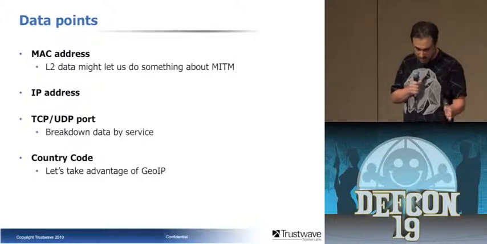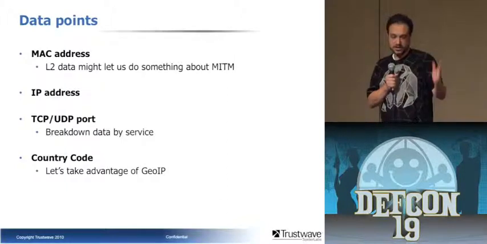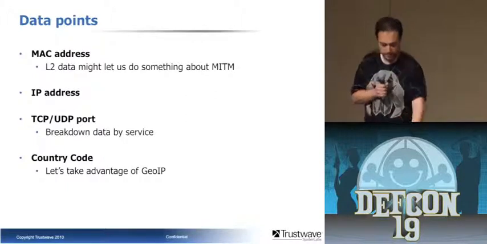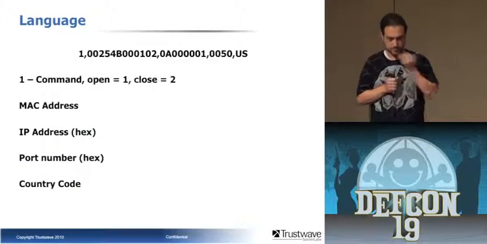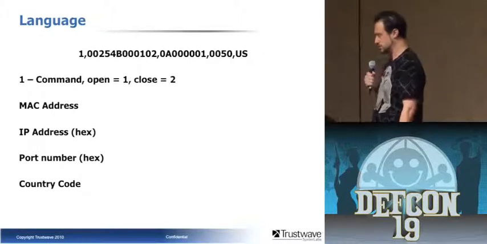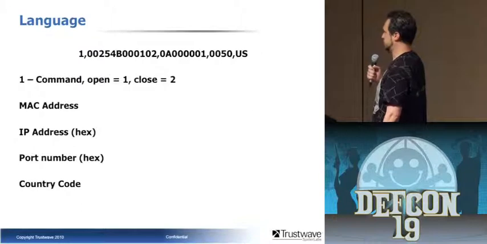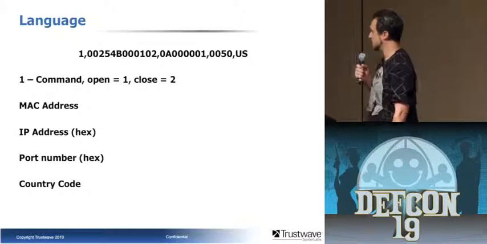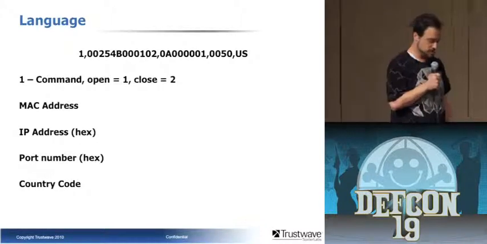So, data points. Here's what I'm sending: MAC address, IP address, TCP or UDP port, and country code. Here's what it looks like. I can say I wrote my own protocol, but really all I did was use 1 for open, 2 for closed, and then put a bunch of other stuff in hex separated by commas. If you could call that a protocol.